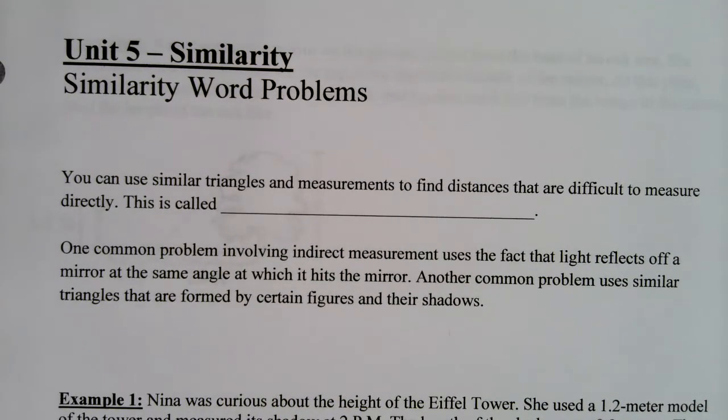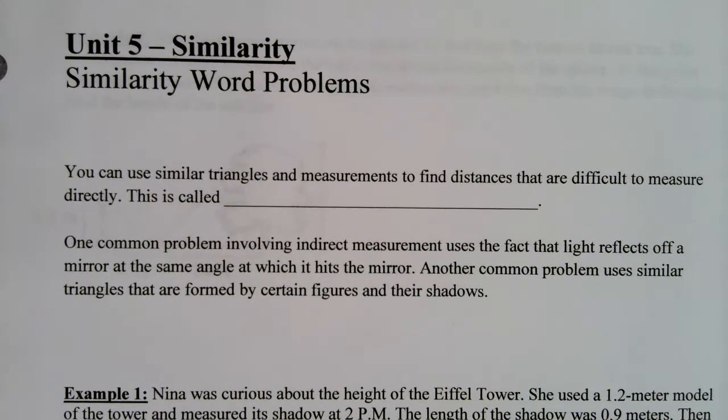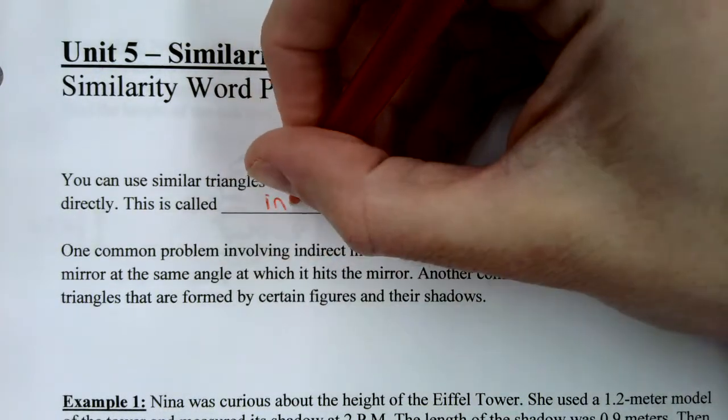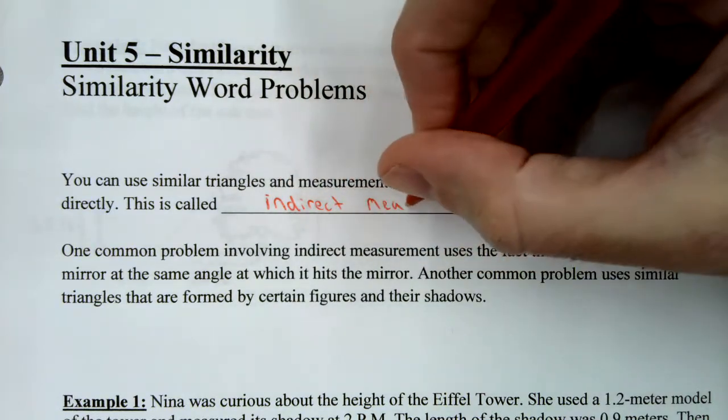All right, so here we are at the next lesson in geometry. This lesson is called Similarity Word Problems. It says you can use similar triangles and measurements to find distances that are difficult to measure directly. This is called indirect measurement. You're not measuring it directly, you're measuring it indirectly.